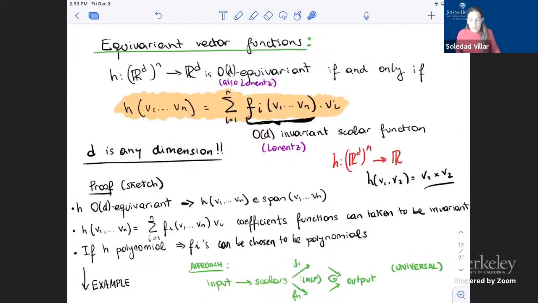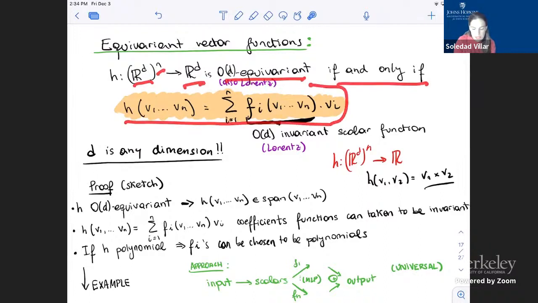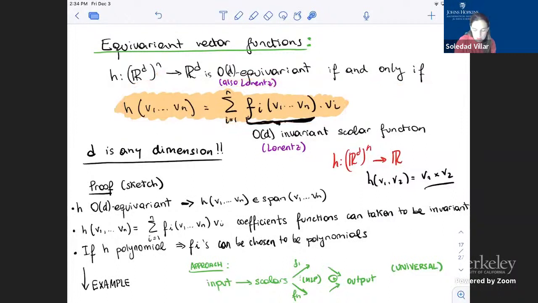So this can be generalized very easily to equivariant vector functions. And the idea is the following. Given a function of n vectors in R^D that outputs a vector in R^D, this function is OD equivariant if and only if you can write it as a linear combination of the input vectors, where the coefficient functions are any OD invariant scalar function.